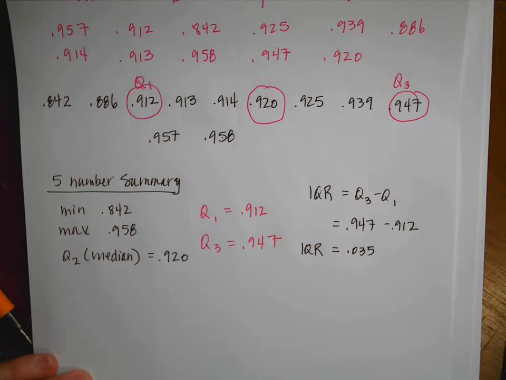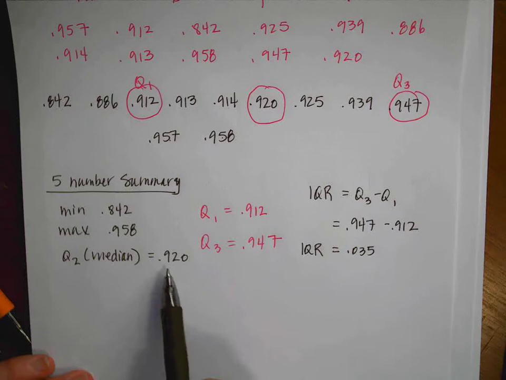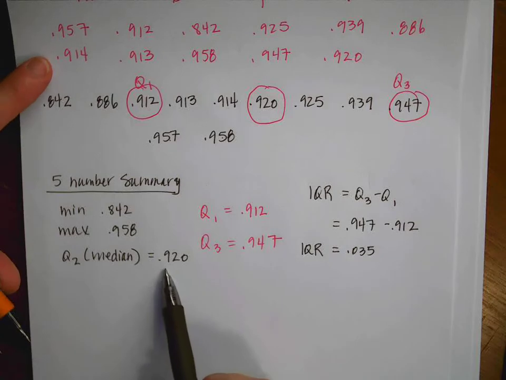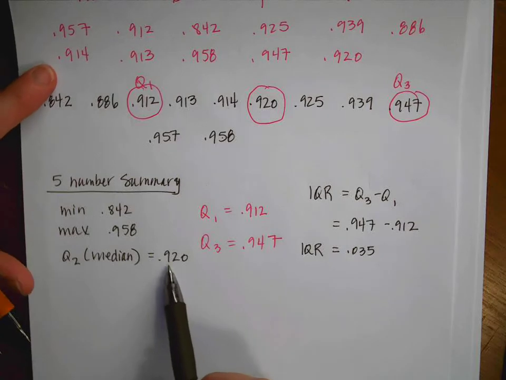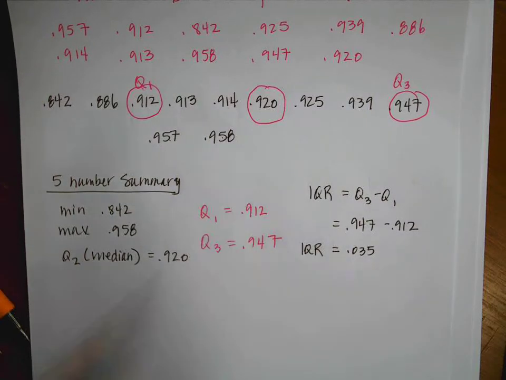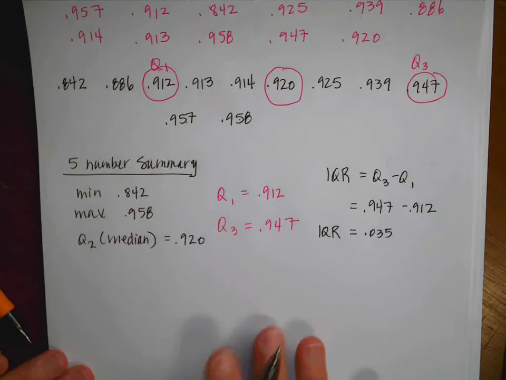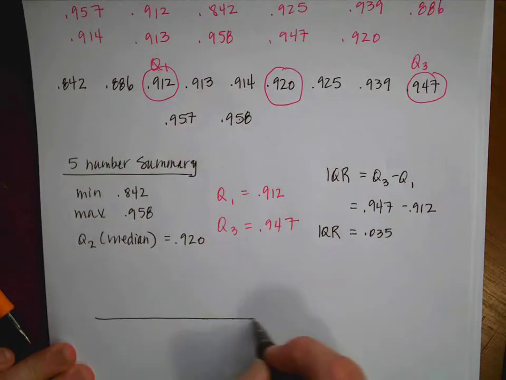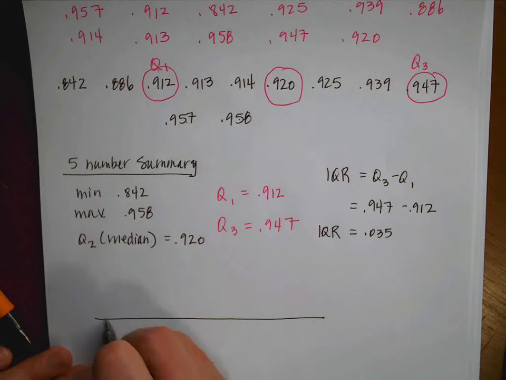Alrighty, so let's just talk about what our data is saying at this point. Our data is saying that of our M&Ms that we chose at random, it appears that the average weight of those M&Ms is 0.920. So at 0.958, that's a big old honkin' M&M. Woohoo! Alrighty, so now let's draw our box and whisker plot.